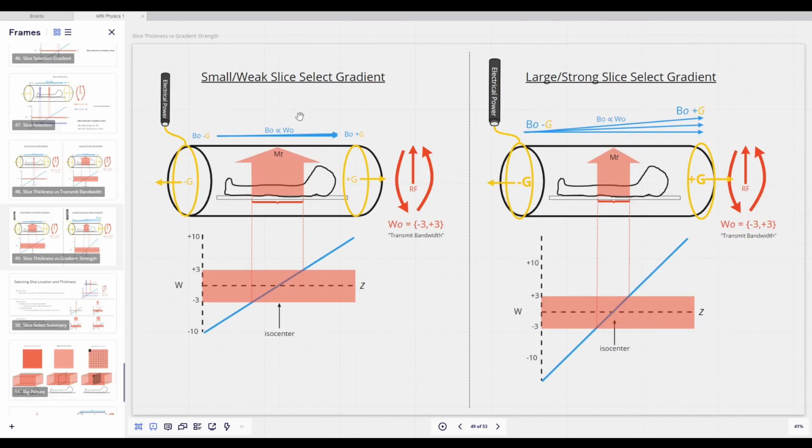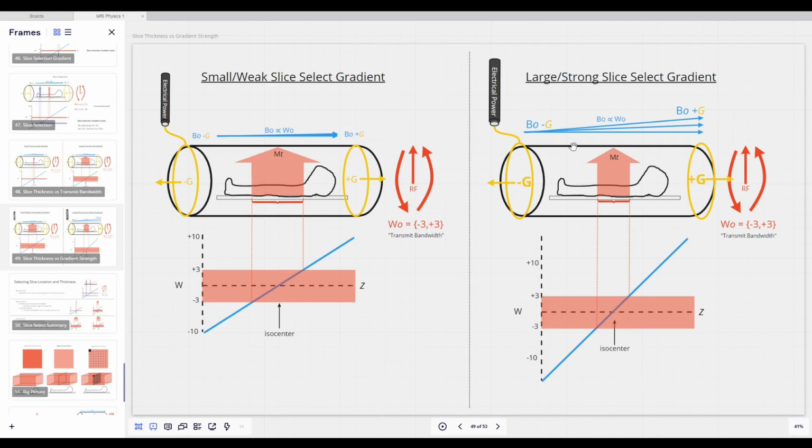Okay, here's the other thing that we can do. We can also change the strength of our gradient. Remember how before I said that we can change the strength of these gradients based on how much juice we run through the gradient coils? So here we have a situation where we have a smaller amount of juice being run, a smaller or shallower gradient, and over here we have a larger amount of juice. Our battery is bigger. And so our gradient coils and our gradient magnetic fields are stronger.